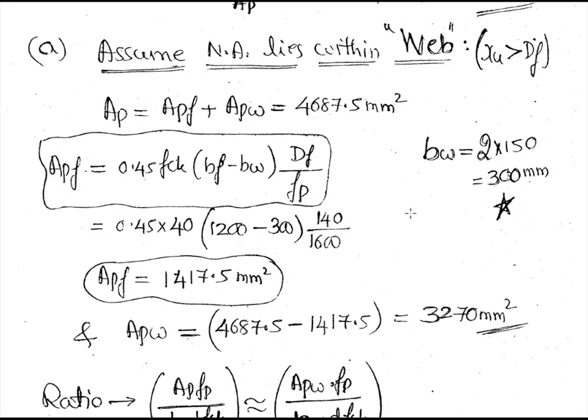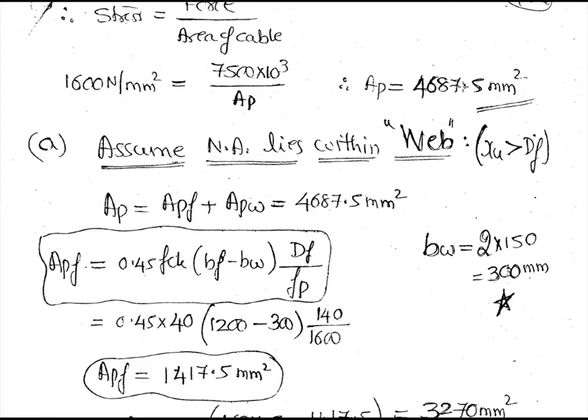So assuming that the neutral axis is within the web, ಅಂದ್ರೆ XU greater than DF. DF ಅಂದ್ರೆ depth of flange. Neutral axis ಎಲ್ಲಿಂದ ಕ್ಯಾಲ್ಕುಲೇಟ್ ಮಾಡ್ತೀವಿ, ಟಾಪ್ ಎಂಡ್ ಇಂದ ನ್ಯೂಟ್ರಲ್ ಆಕ್ಸಿಸ್ಗೆ XU ಅಂತ ಹೇಳ್ತಾರೆ. So we all know that AP is equal to APF plus APW, that is area of cable for the flange, area of cable for the web. Total will be ಏನು ಬಂದಿತ್ತು, 4687.5 mm square.